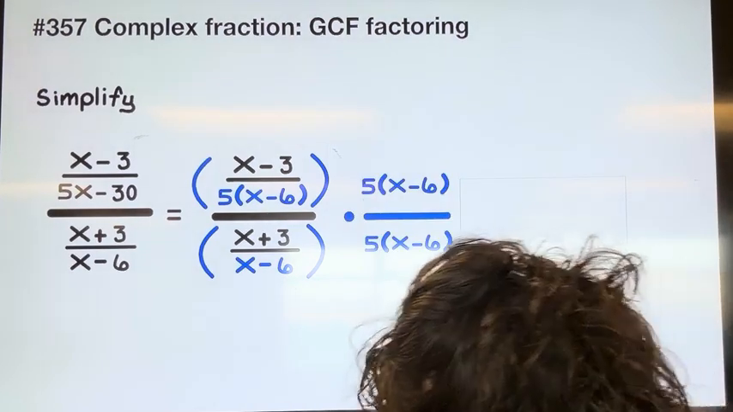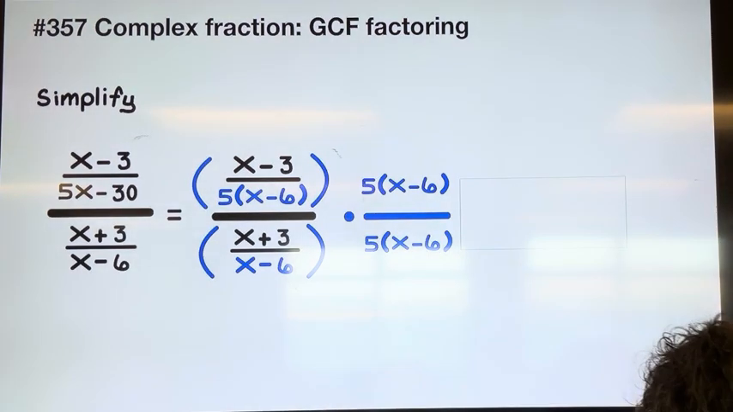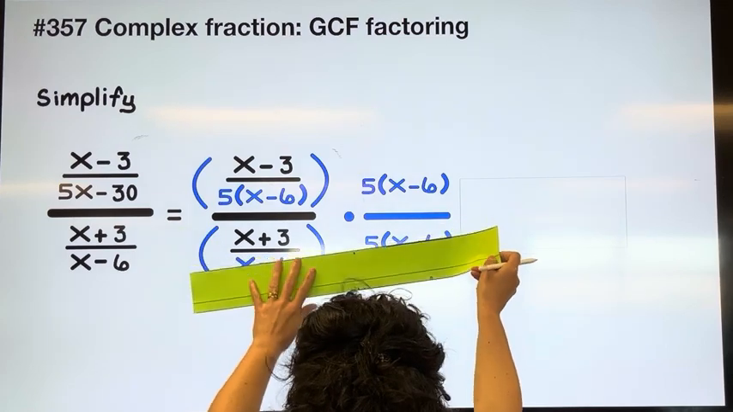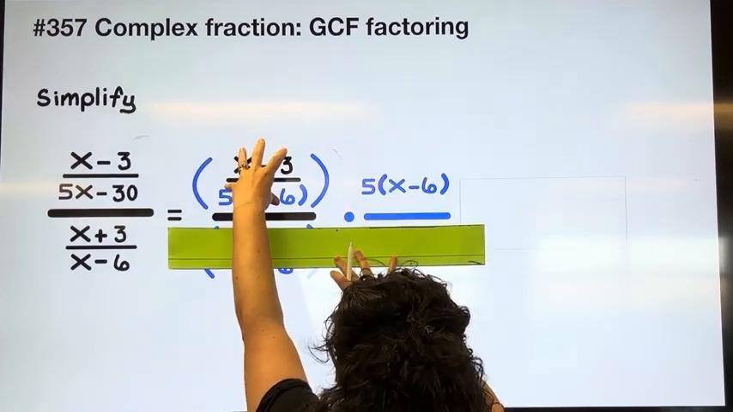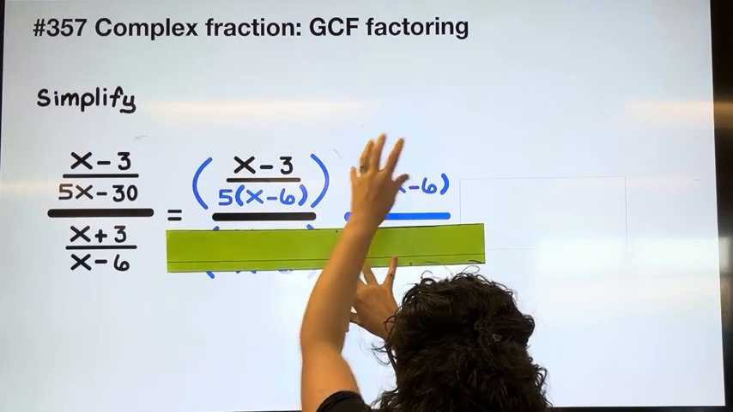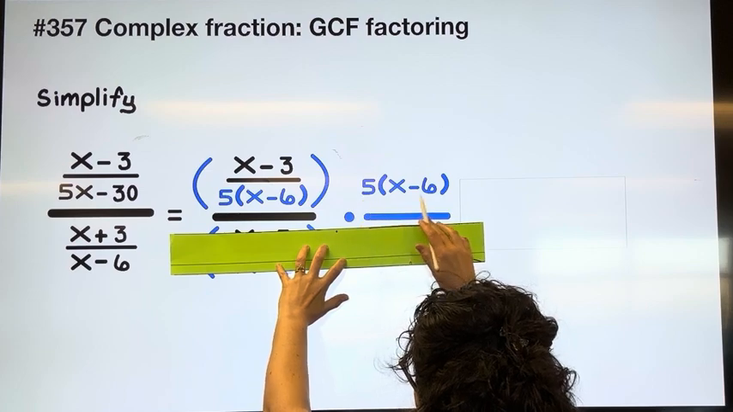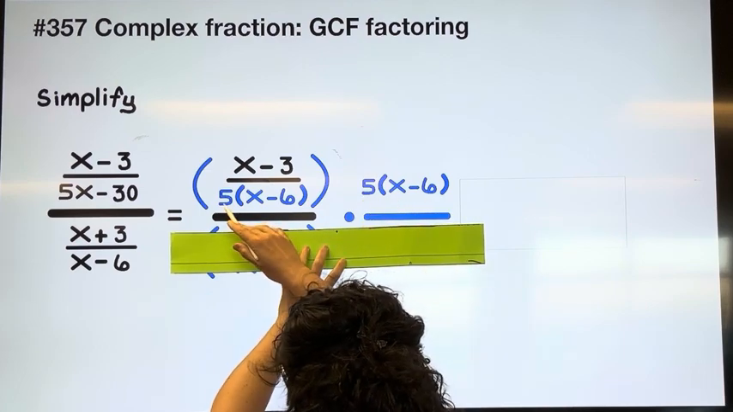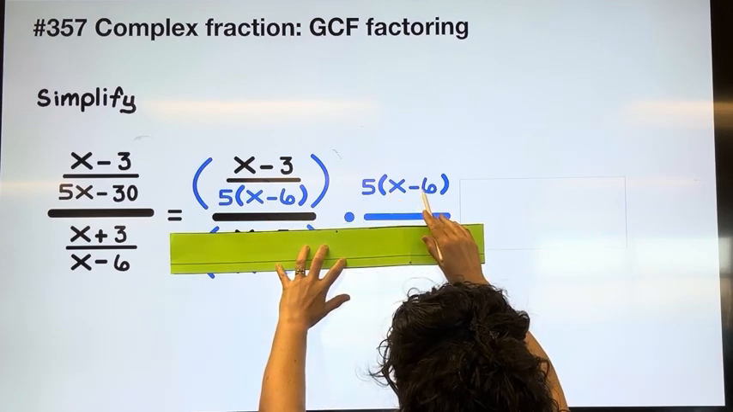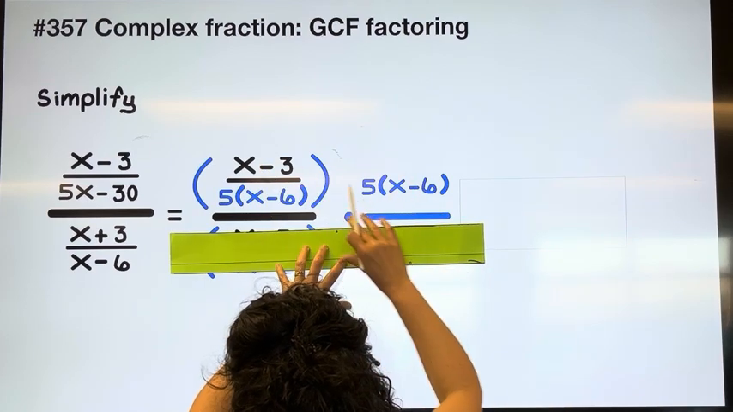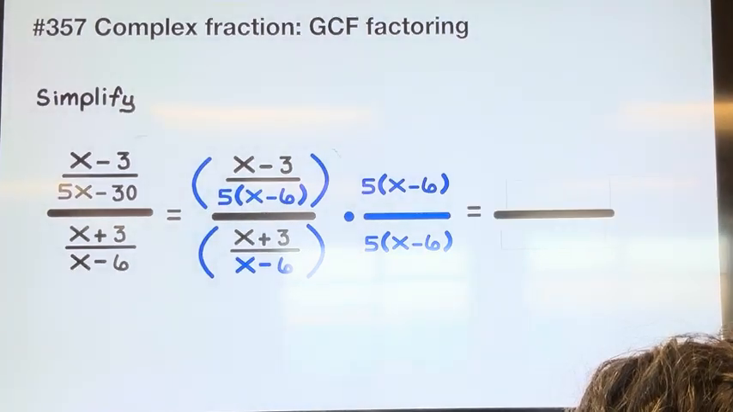Okay, and then when you do that, let's cover this up here for just a second. Okay, so just ignoring this part, focusing here, if I have this fraction multiplied by 5 times x minus 6, this 5 times x minus 6 is really over 1. So that 5 cancels that 5, and x minus 6 cancels x minus 6. So all I have left is x minus 3 when I go across.